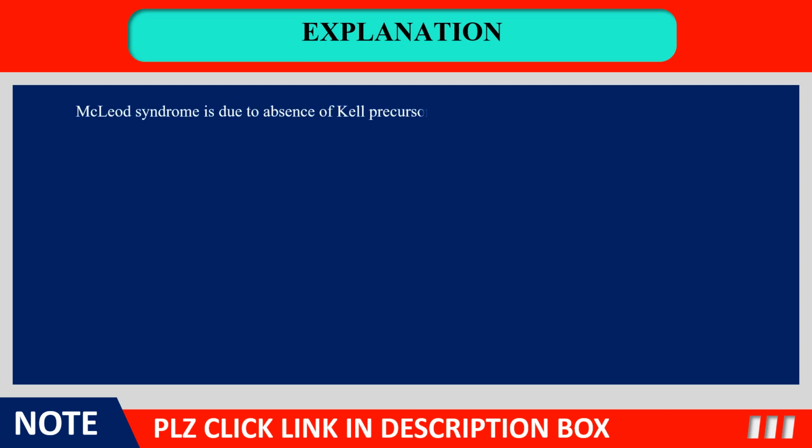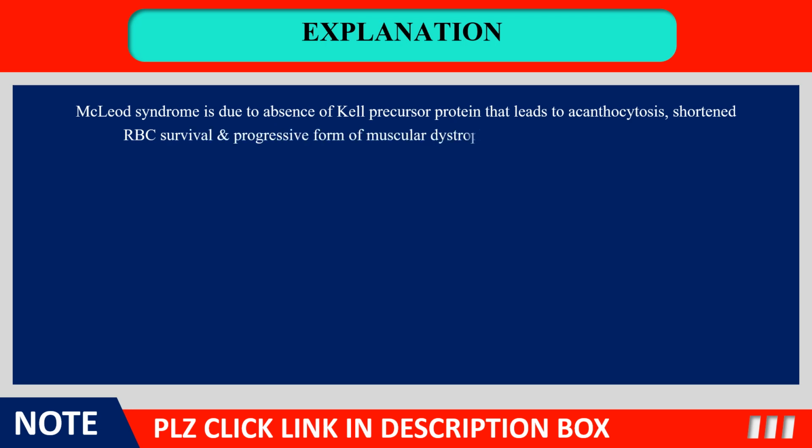McLeod syndrome is due to absence of KEL precursor protein that leads to acanthocytosis, shortened RBC survival, and a progressive form of muscular dystrophy that includes cardiac defects.